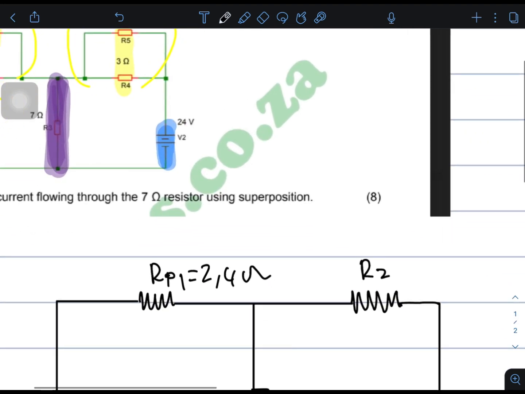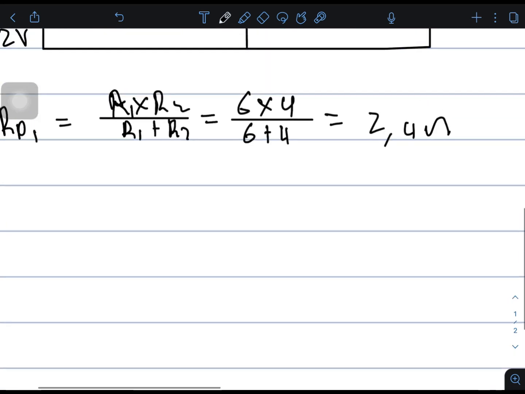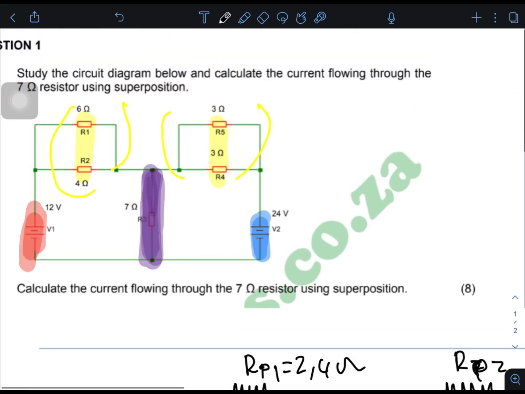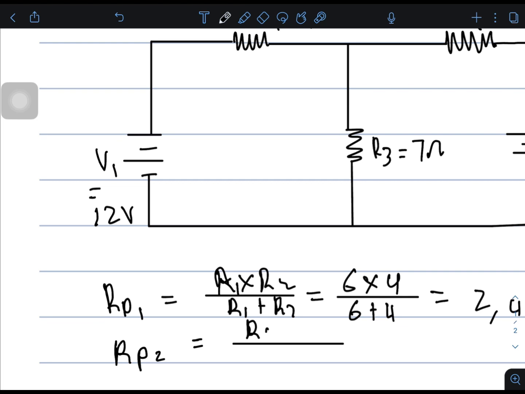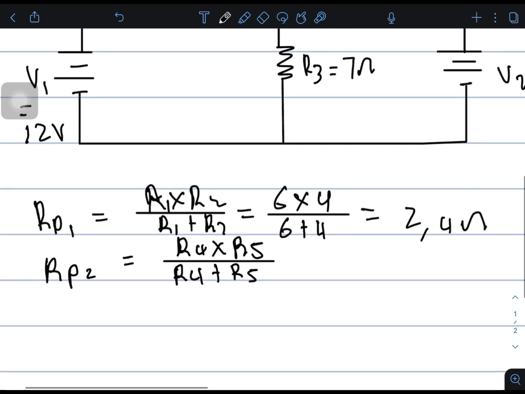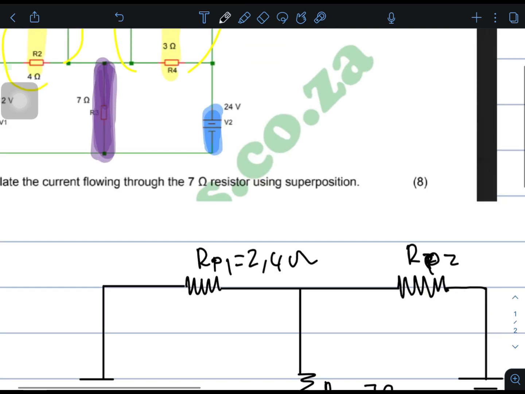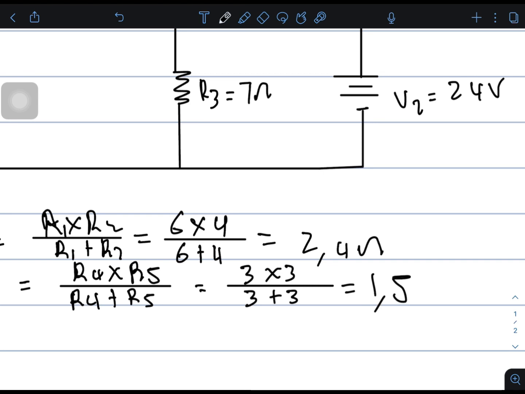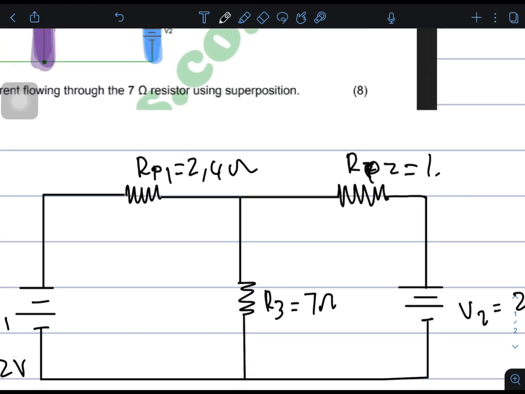Let us find R parallel 2. R parallel 2 would be R4 times R5 over R4 plus R5, which is 3 times 3 over 3 plus 3. That should give us 1,5 ohms.